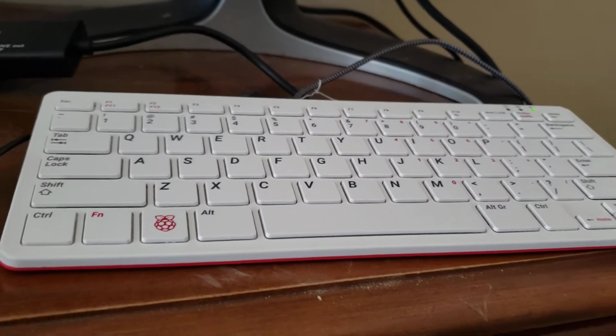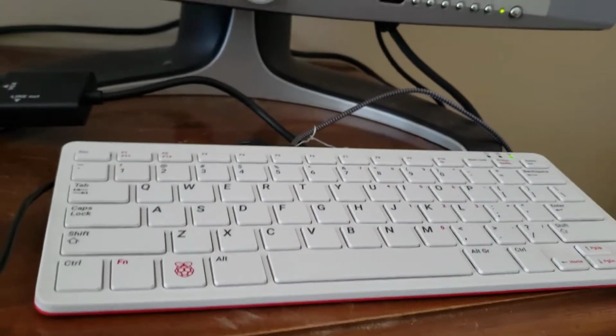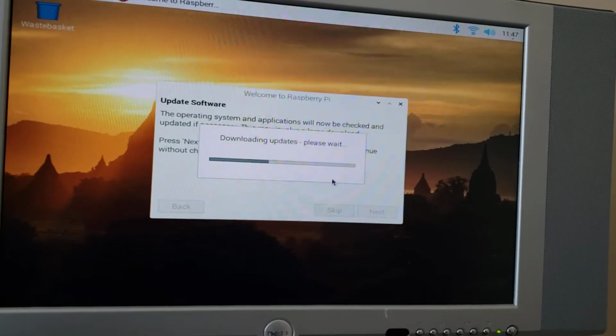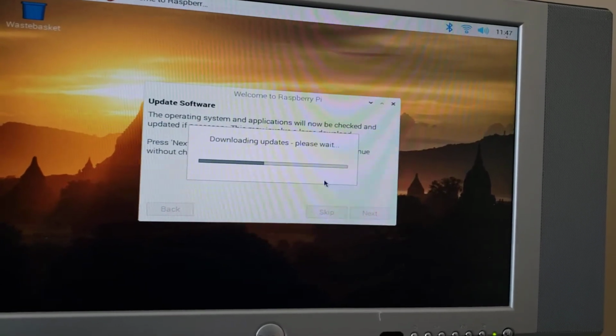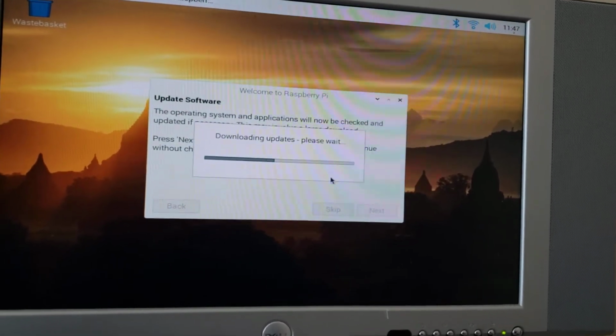Hi there, I just purchased a Raspberry Pi 400. I will put a link below for it. It's a nice little desktop computer running on Linux. It's actually the Raspberry Pi OS operating system. And I had some initial problems with it.